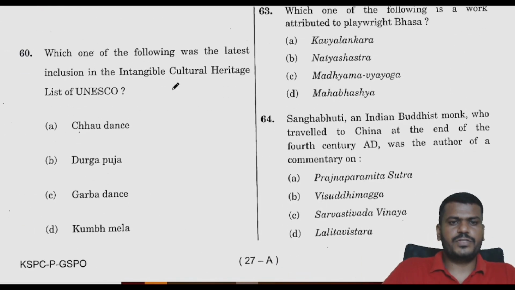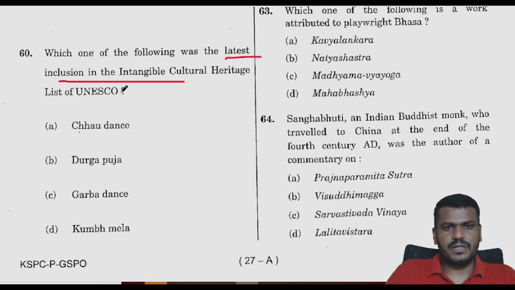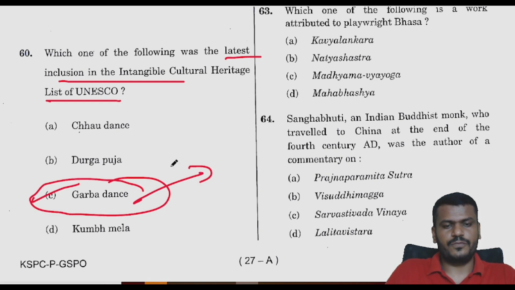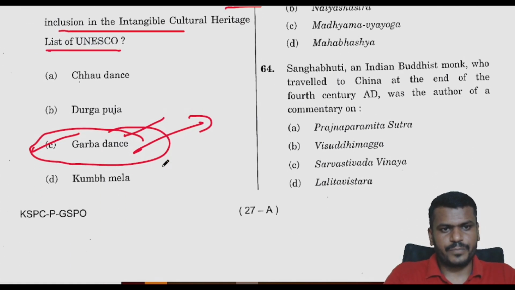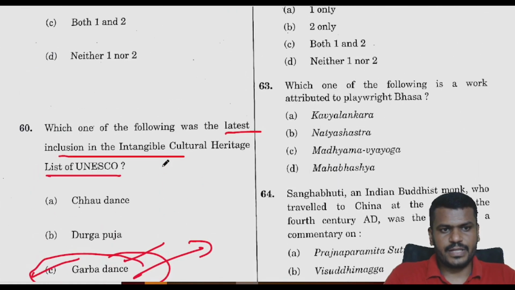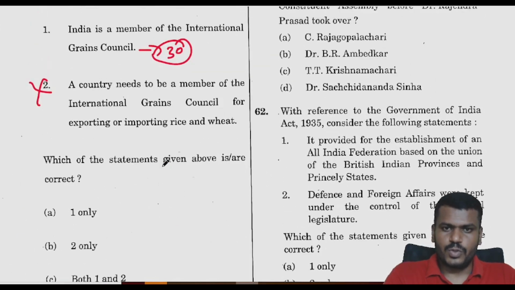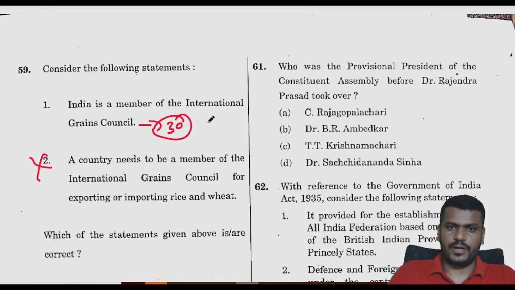Next, which of the following was the latest inclusion in the intangible cultural heritage list of UNESCO? Definitely the Garba dance, guys. Okay, this is from Gujarat. During the time of Dasara, normally they do this Garba dance. And that was included in 2023. Remember this one. And those who are preparing for KAS, that is important.